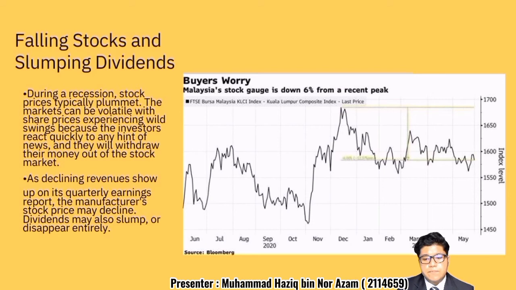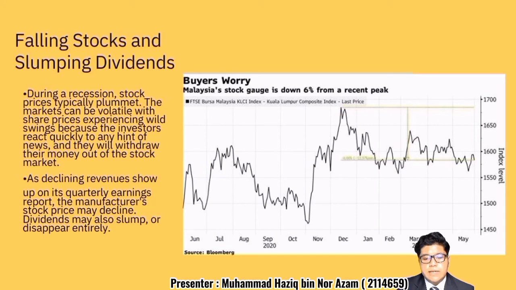Moreover, during the economic crisis, stocks will fall and dividends will plunge heavily. This is because the markets can be volatile, with share prices experiencing wild swings. After all, investors react quickly to any hint of news, and they will withdraw their money out of the stock market. Therefore, as declining revenues show up on its quarterly earnings report, the manufacturer's stock price may decline. Dividends may also slump or disappear entirely.